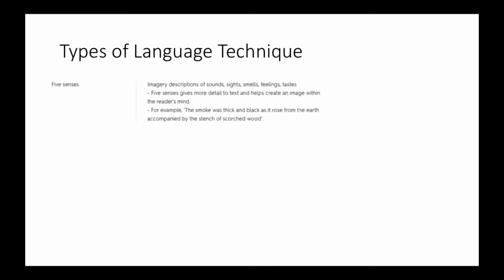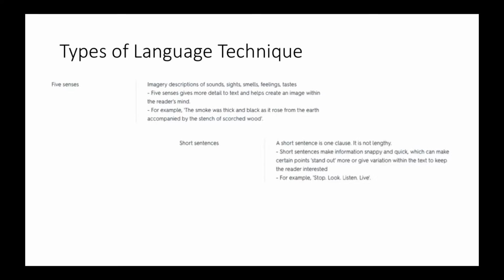We also have the five senses to use as language techniques. So when you're talking about a source document, you can talk about sounds, sight, smell, feelings and tastes. The five senses and being able to describe these gives more detail to the text and helps create an image within the reader's mind. So for example, the smoke was thick and black as it rose from the earth, accompanied by the stench of scorched wood. So they're explaining the smell and what they could see and how they felt.